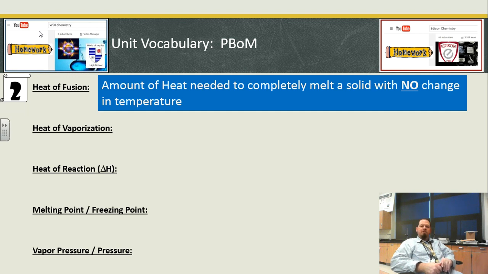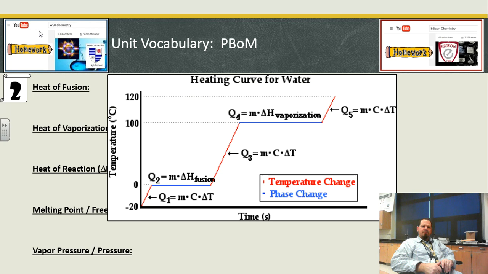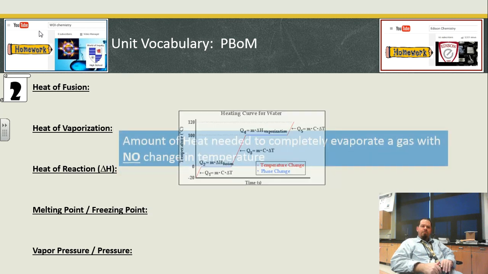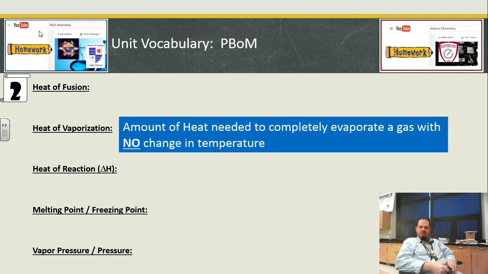Temperatures do not change during phase changes. We need to get that straight. That will be a big part of those diagrams, okay? Heat of vaporization is a similar thing, except now it's up at the boiling point. Notice it's up top now. And this is the amount of heat needed to completely evaporate a gas with no change.